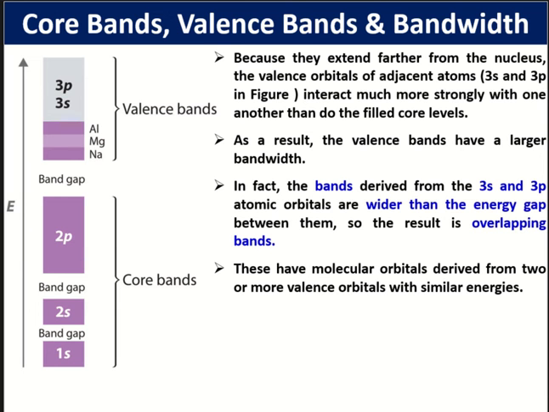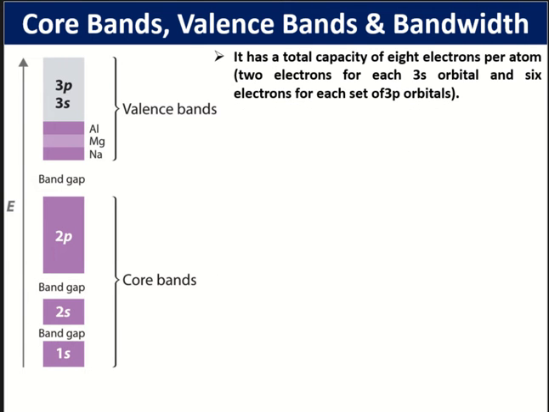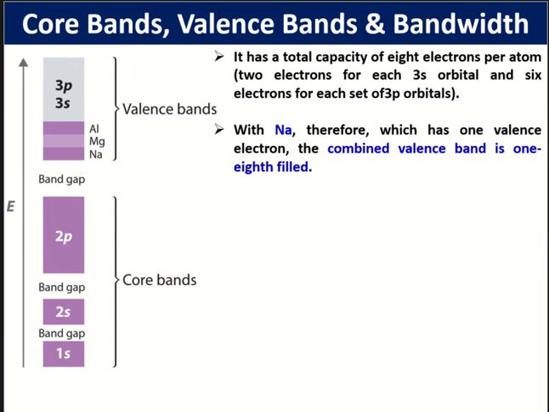So molecular orbitals derived from 2 or more valence orbitals are similar in energy. The filling of bands, I told you how it happens. In the combined band, the total capacity is 8 electrons per atom: the 3s orbital can have a maximum of 2, and the 3p orbitals can have 6. So that's how we get 8.